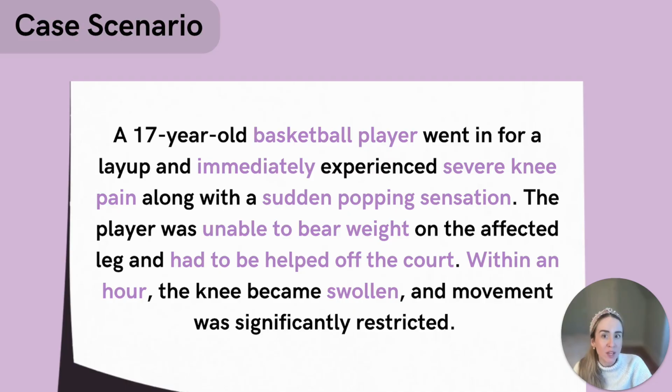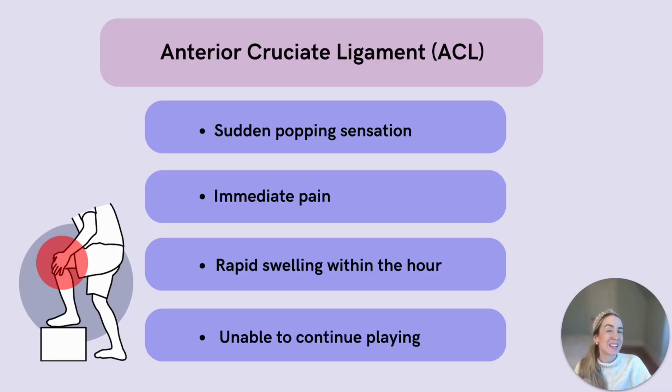So now that we have broken down those keywords and phrases, let's put it all together. What is the most likely diagnosis based on this scenario? If you were thinking about an anterior cruciate ligament or an ACL tear, you would be correct. I know many of you were probably choosing between an ACL tear and a meniscus injury, which is why it is so important to focus on those keywords and phrases.